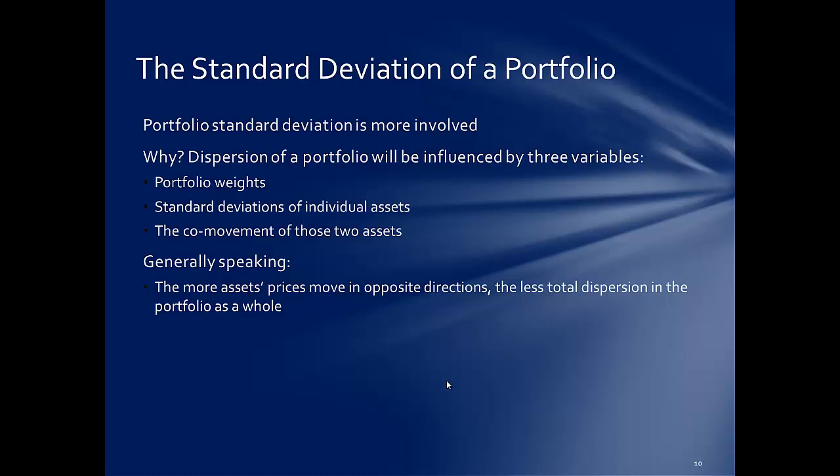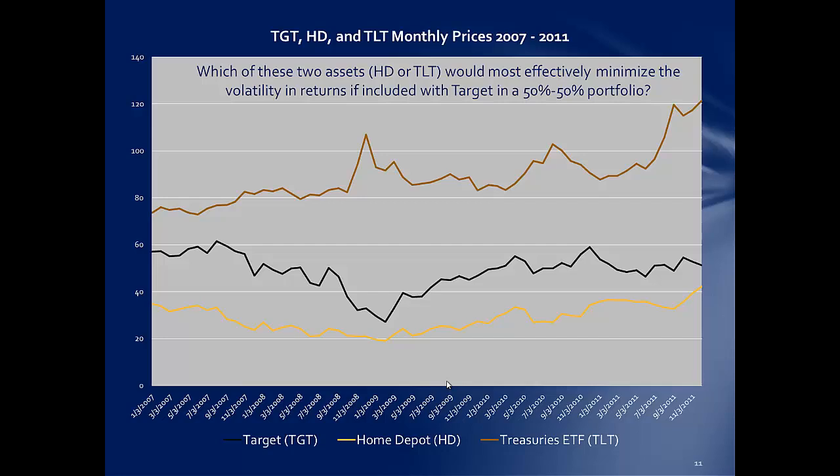Now, the portfolio standard deviation is a bit more involved. Why is it that portfolio standard deviation is more complex to calculate than expected return? The answer is because the dispersion of a portfolio will be influenced by 3 variables. Now, the expected return was only influenced by 2, weights and expected returns. But the standard deviation is actually influenced by weights, the individual standard deviations, and also the co-movement between the assets in the portfolio. Generally speaking, we can say that the more assets prices move in opposite directions, the less the total dispersion in the portfolio as a whole.